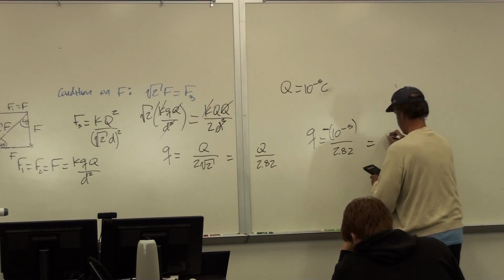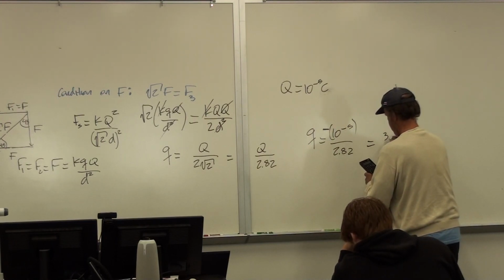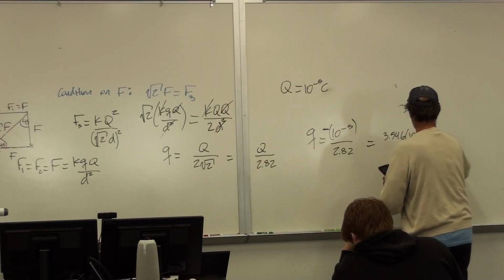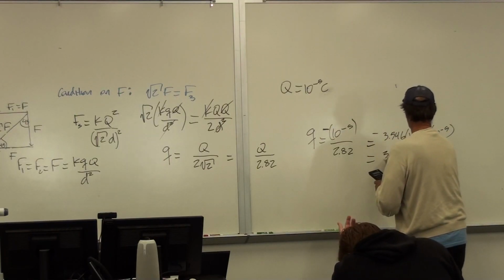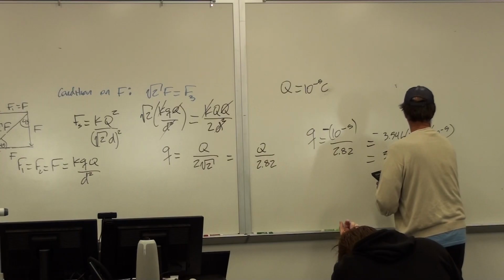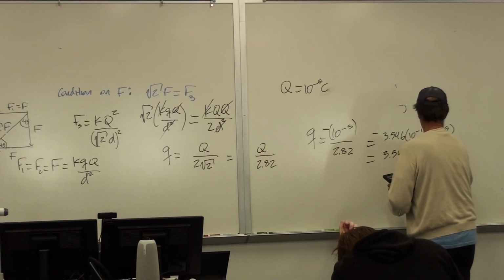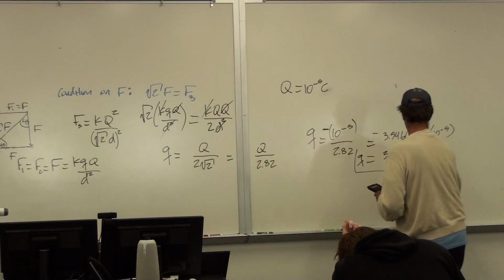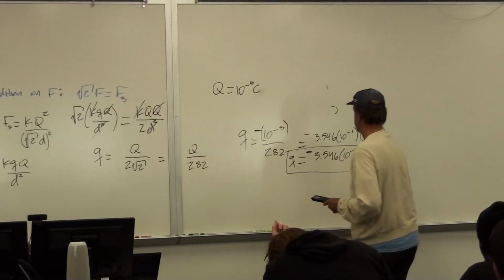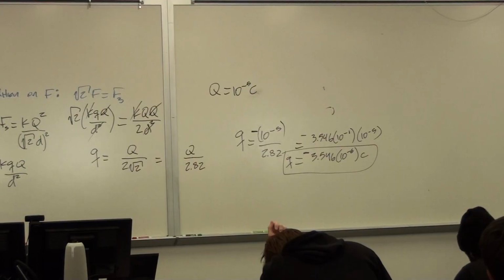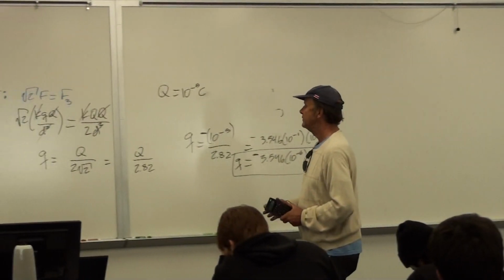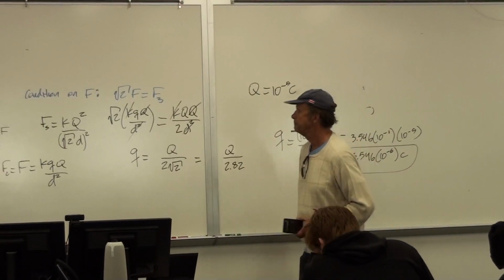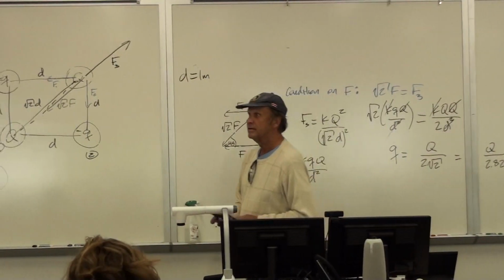So this is 3.546 times 10 to the minus 1 times 10 to the minus 5, with a negative sign out in front, or 3.546 times 10 to the minus 6 coulombs. So that's my final answer, with the negative sign. But it's just whatever that other charge was divided by square root of 8, or 2 times square root of 2. Any questions?